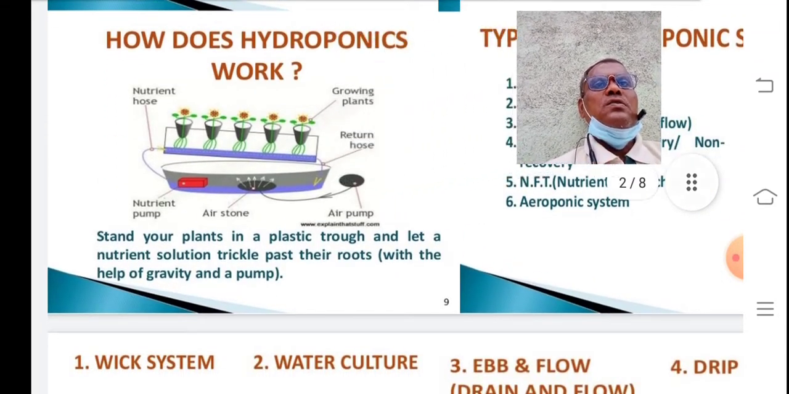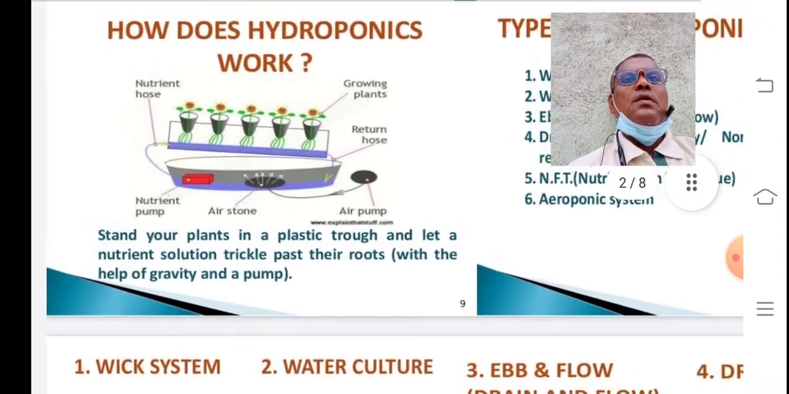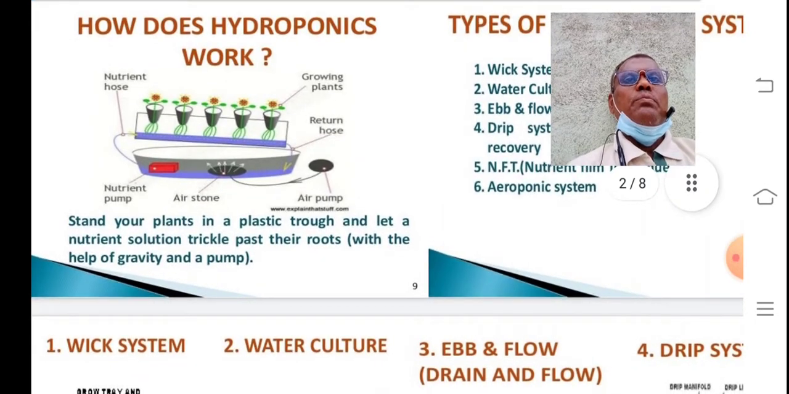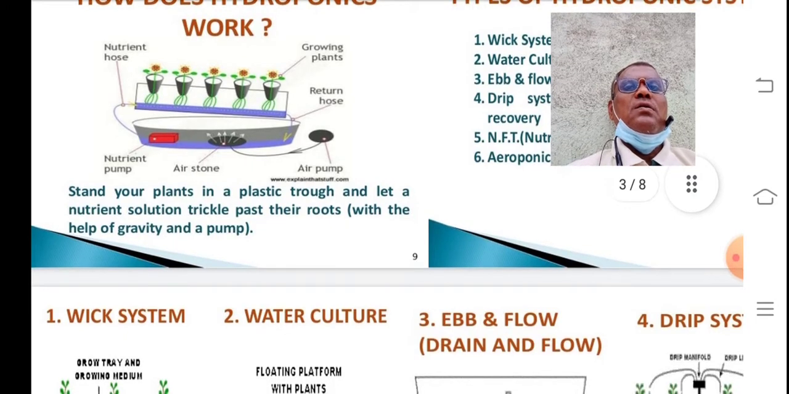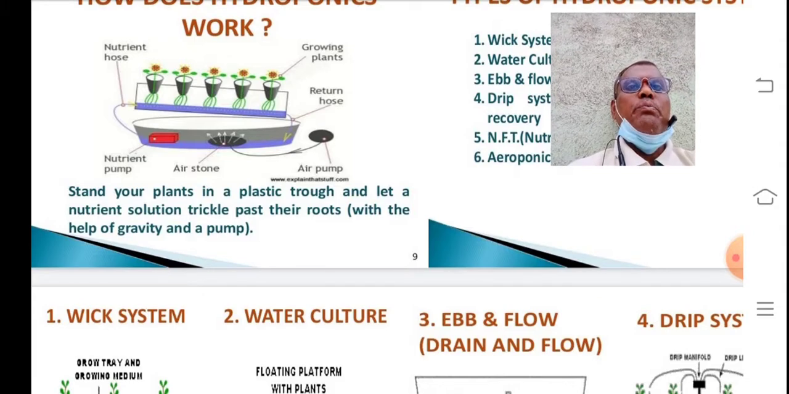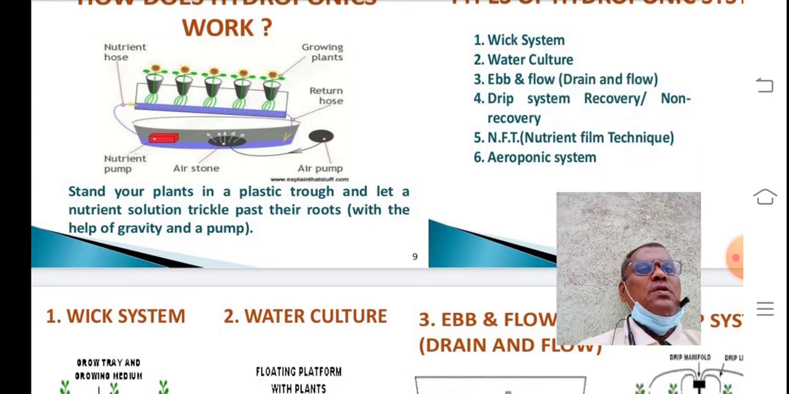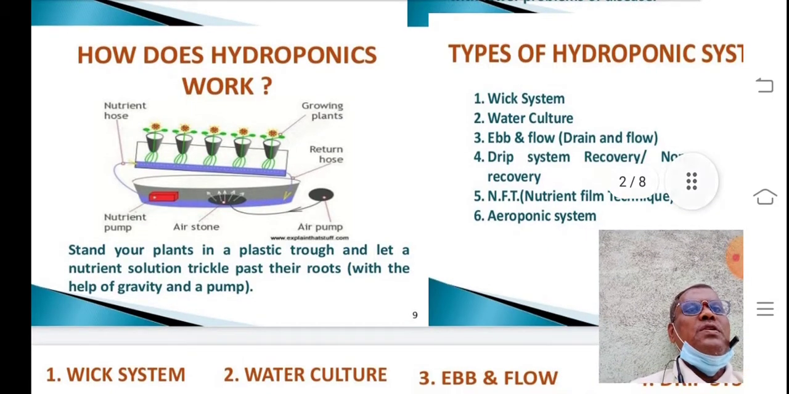Second thing, how does hydroponics work? Here you are observing the nutrient hose, that is the pipe. Then the growing plants, and the return hose. Whatever water we give is circulated, given constantly. There is a nutrient pump, an air stone, and an air pump. So the water should be rich in oxygen. Secondly, the types of hydroponics.